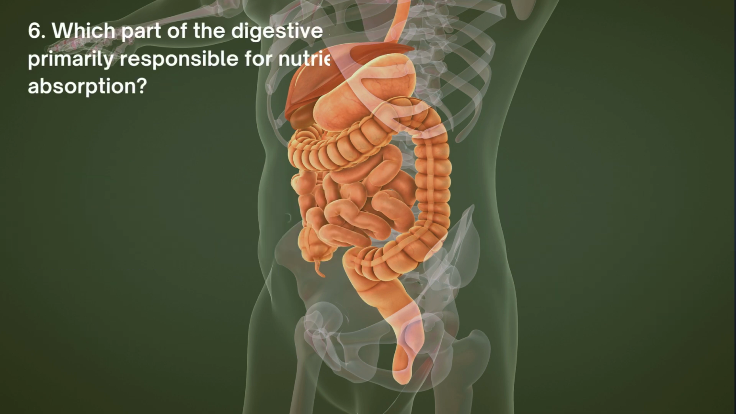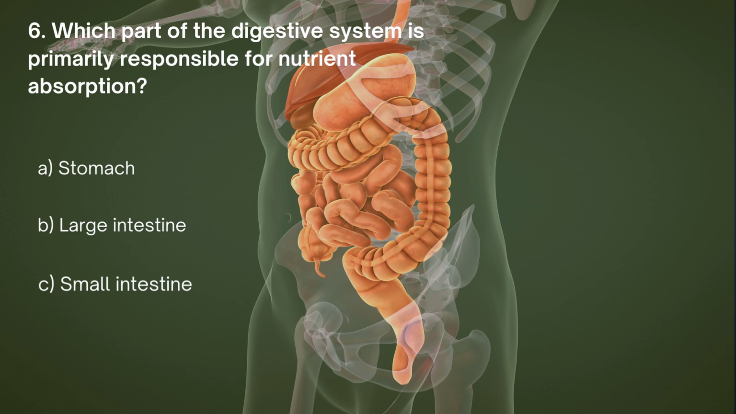6. Which part of the digestive system is primarily responsible for nutrient absorption? A. Stomach. B. Large intestine. C. Small intestine. D. Esophagus.